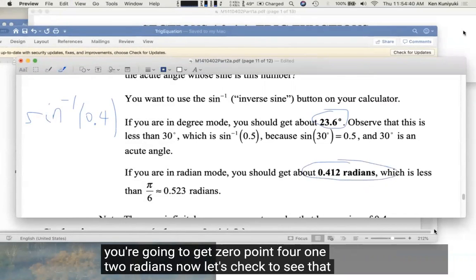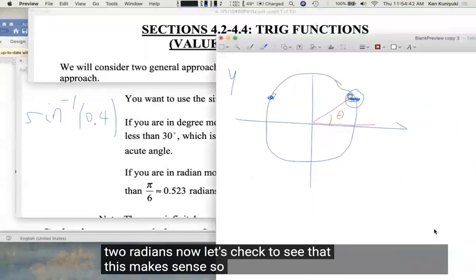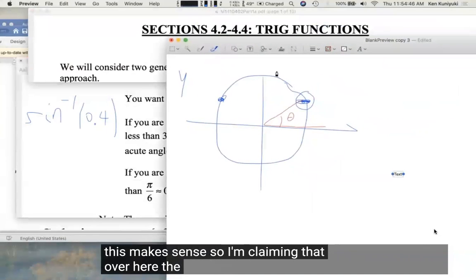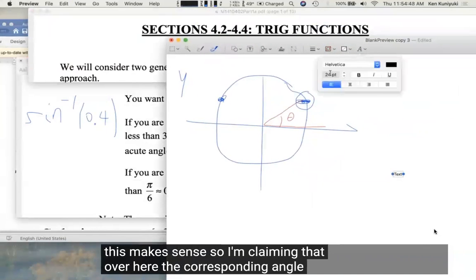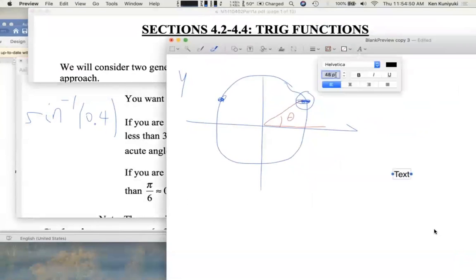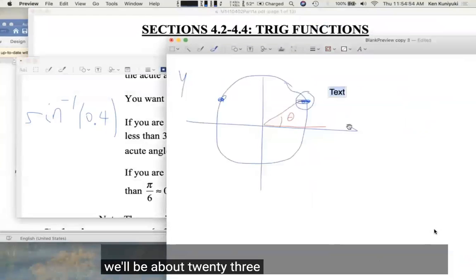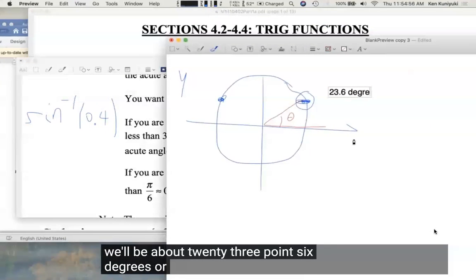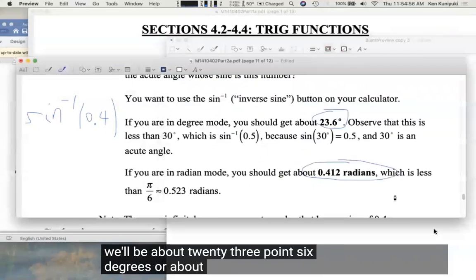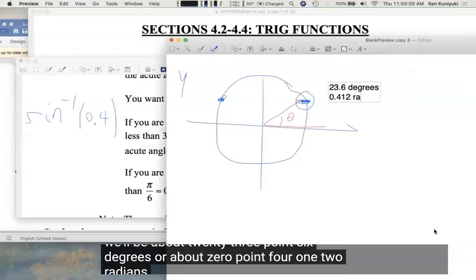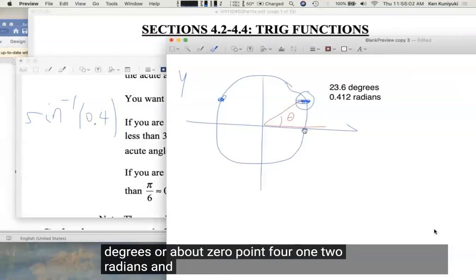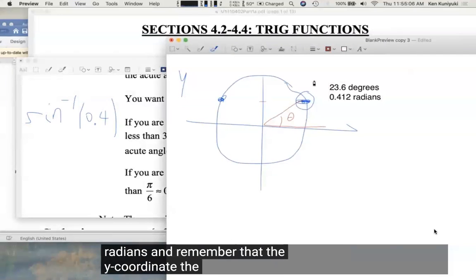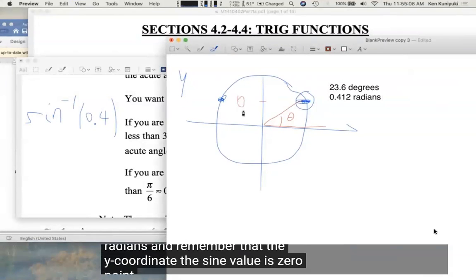Now let's check to see that this makes sense. So I'm claiming that over here, the corresponding angle will be about 23.6 degrees or about 0.412 radians. And remember that the y-coordinate, the sine value, is 0.4.